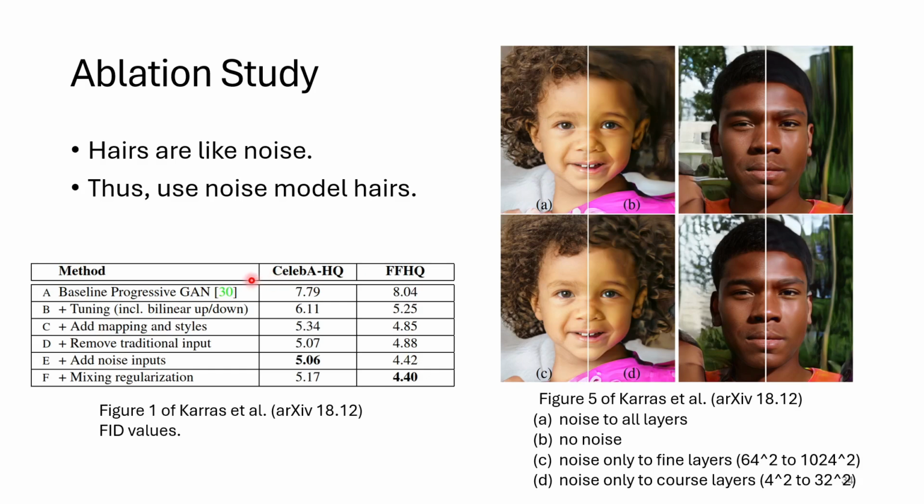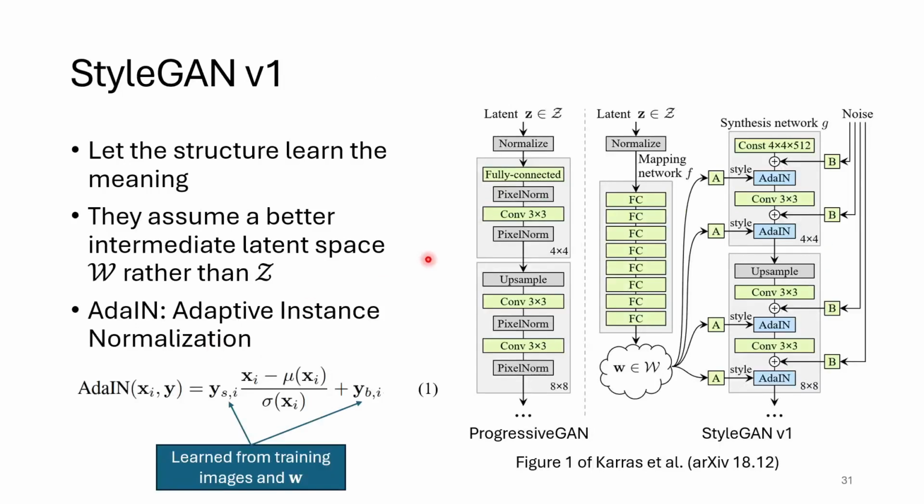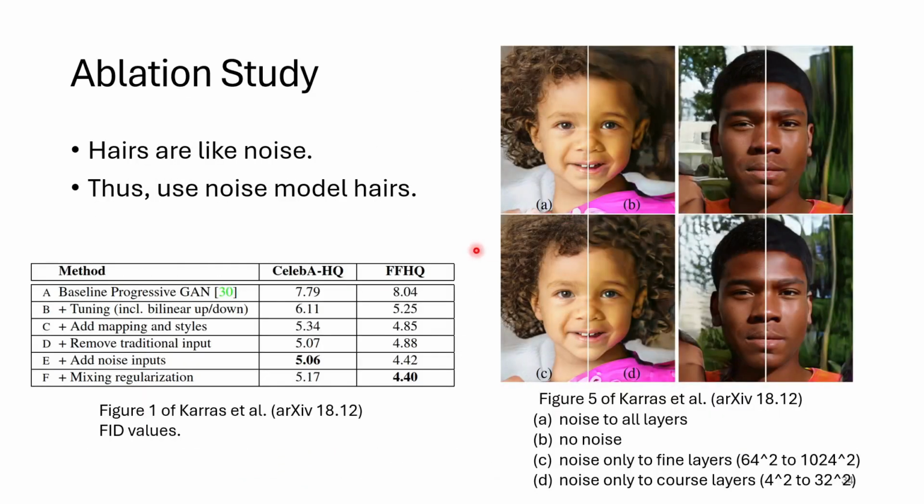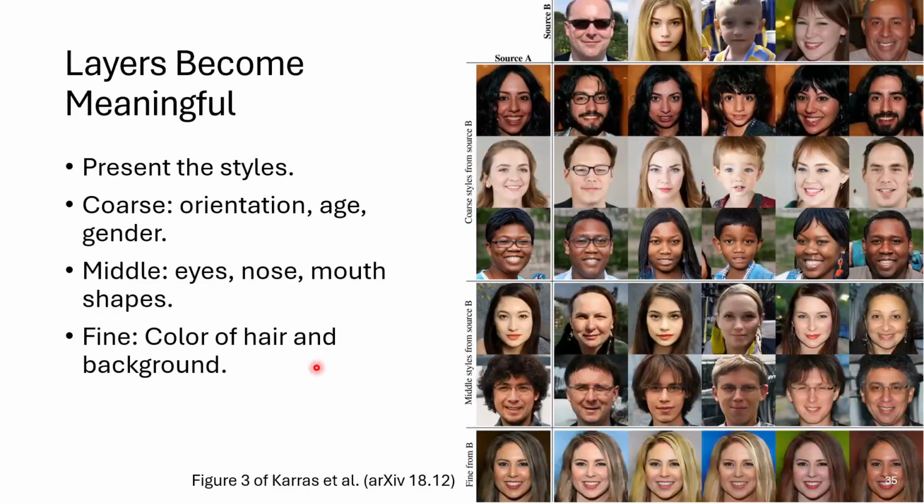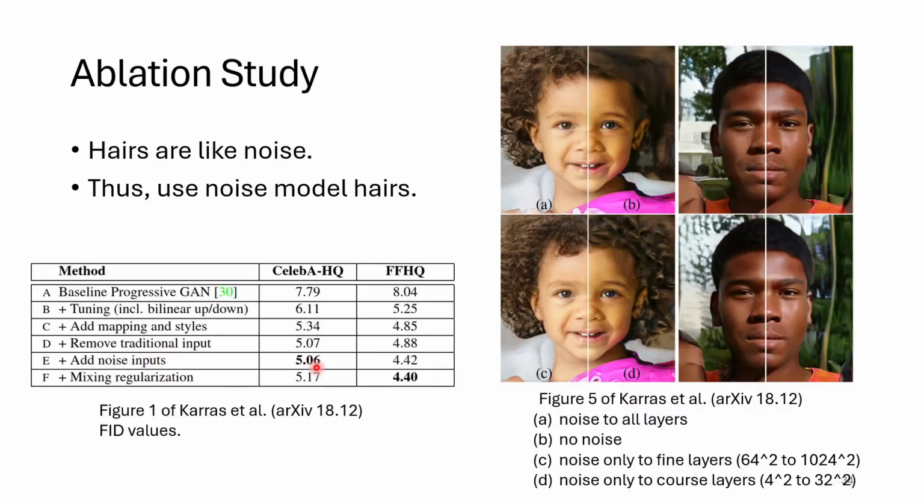And with their latent, they remove the traditional input, which means they just use a fixed constant as their input. And they add noise, which further reduces the FID. So this is the improvement of StyleGAN over Progressive GAN. They modify the network architectures to generate better results.